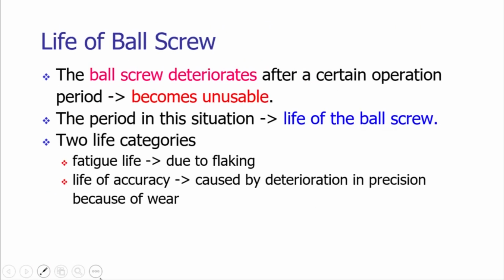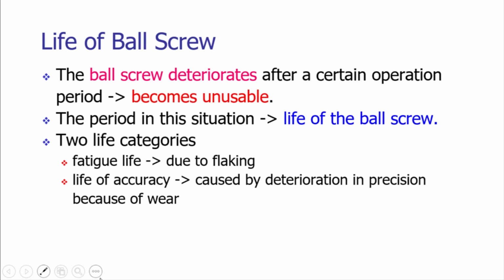The life of a ball screw deteriorates after certain operation and it becomes unusable. It cannot be used for further operation. So the period from the start of its utilization to the end of its utilization is nothing but the life of the ball screw. There are basically two life categories of the ball screw. The first is the fatigue life. The fatigue life is examined based upon the flaking. When flaking occurs, we can see that the fatigue life has been reached.